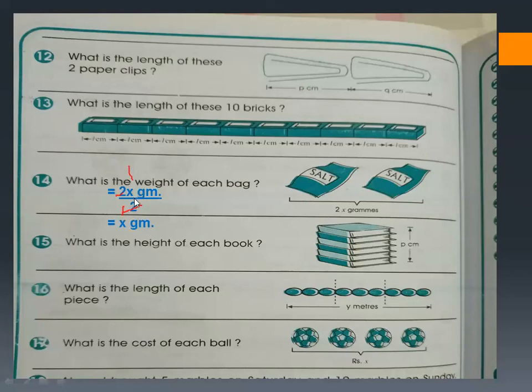Yahan pe aapne simply isko divide kar diya. And the remainder will be your answer, that is X gram. Agar 2 ka weight 2X hai, to 1 ka weight kitna ho jayega? X gram.